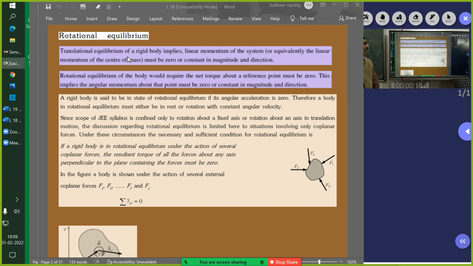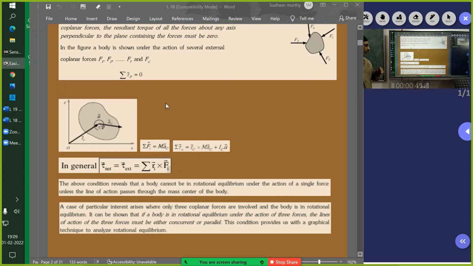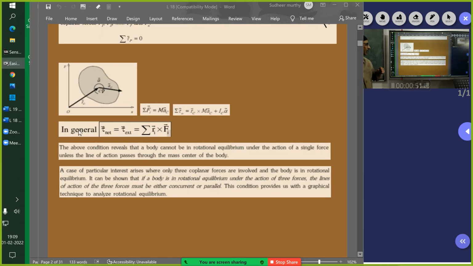I think everybody understood translation equilibrium means summation Fi must be equal to 0, or the acceleration of the center of mass must be 0. As far as rotational equilibrium is concerned, the net torque about a reference point must be 0. This implies angular momentum about that point must be 0 or constant in magnitude and direction. Now I'll straight away take you to this equation here.